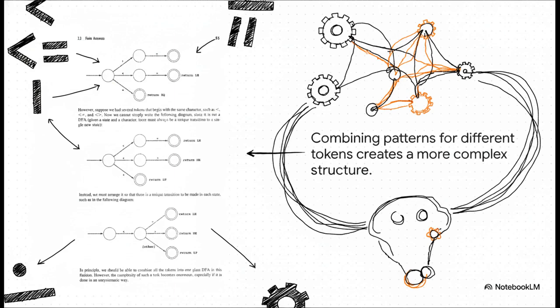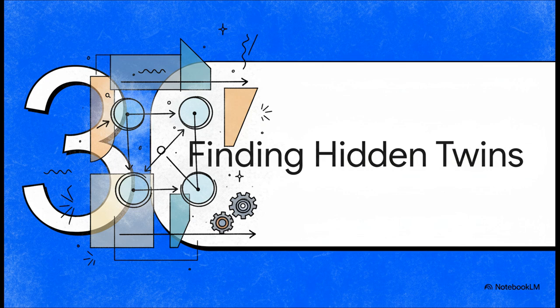As you add more and more of these related patterns, the whole thing just explodes with new states and connections. Now imagine scaling this up for an entire programming language. You get this massive, clunky machine that's just a nightmare to work with. So how do we fix this? How do we untangle that mess?